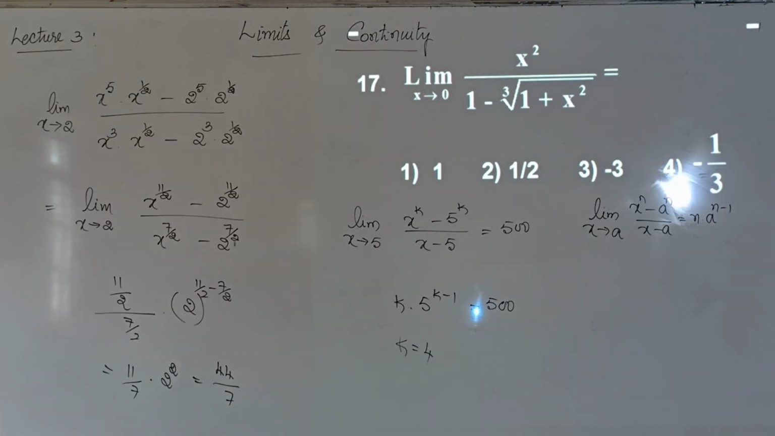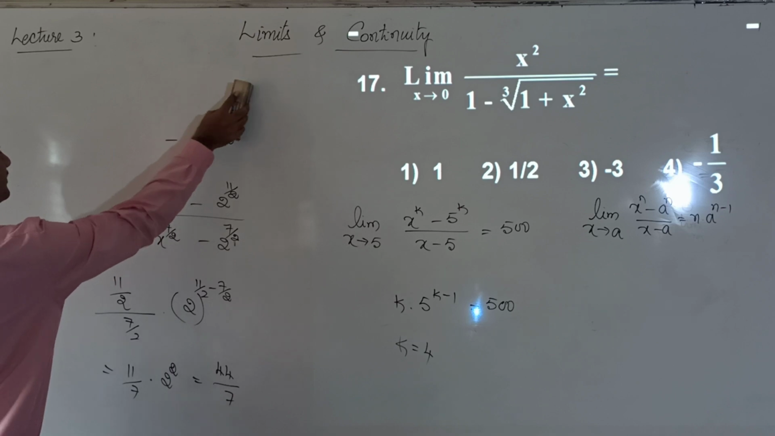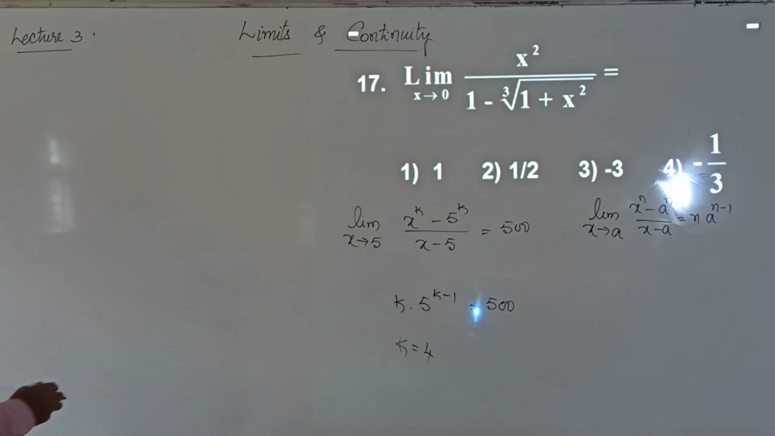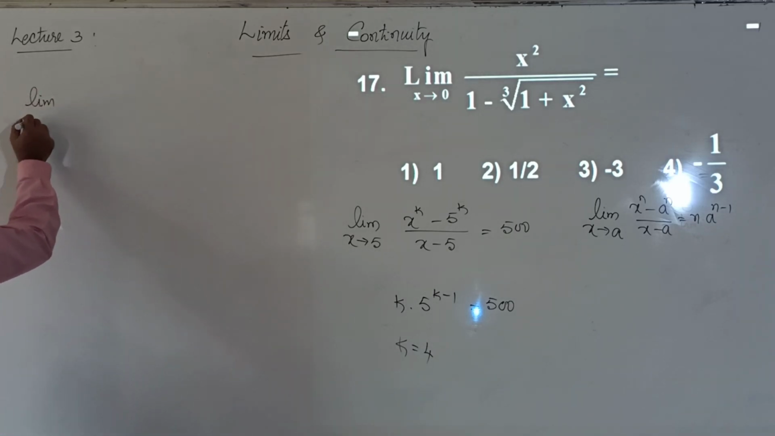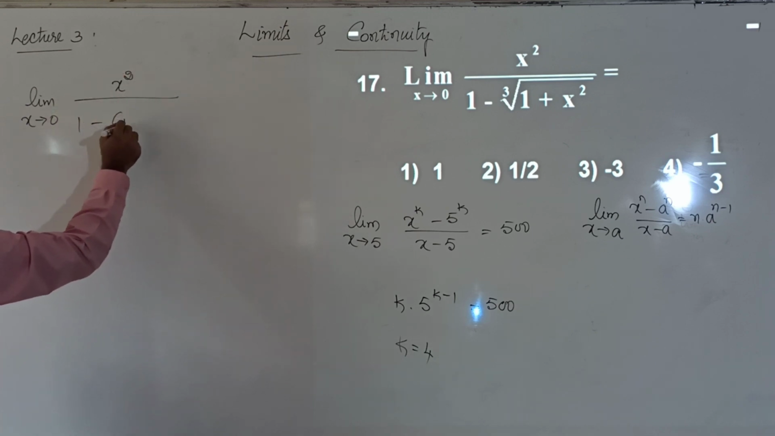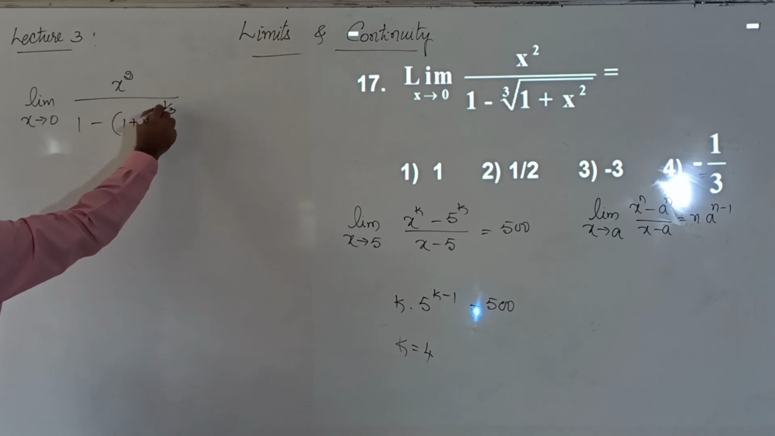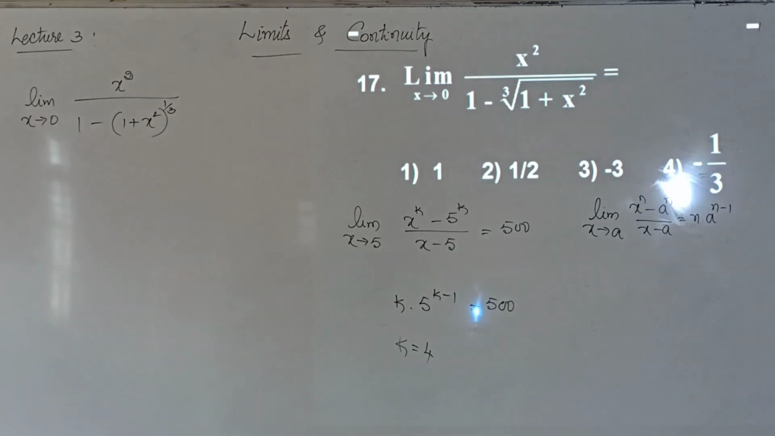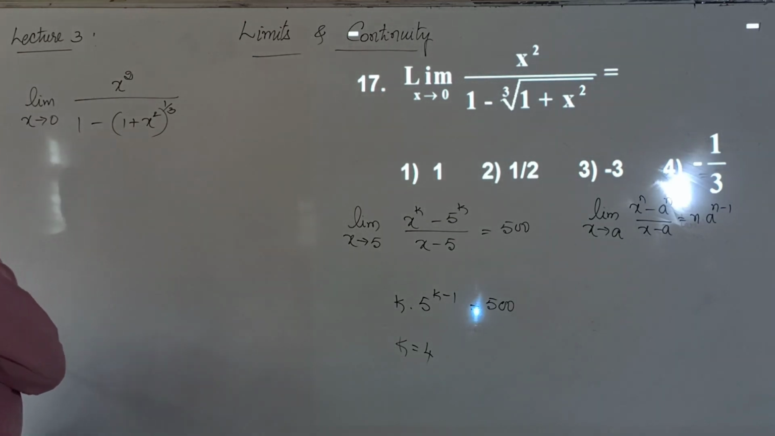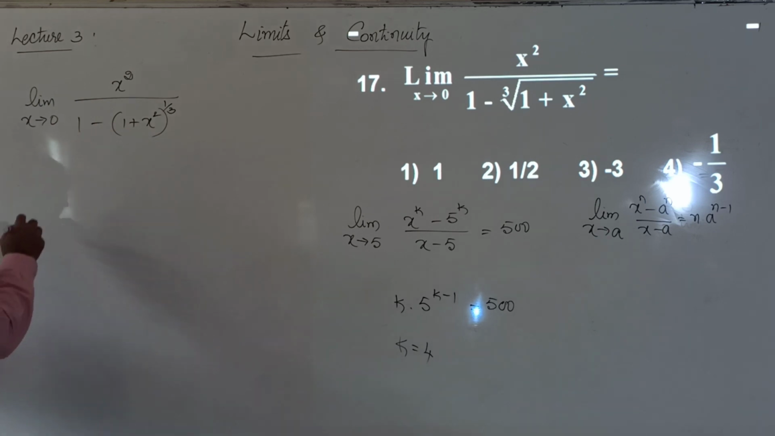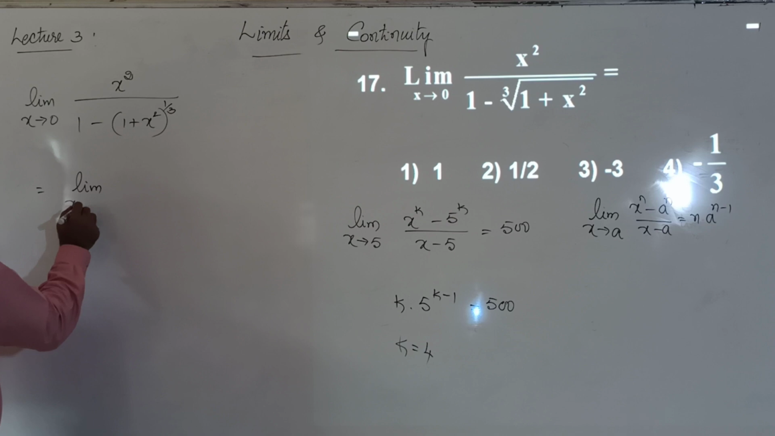Then, 17th question. Limit x tends to 0, x square by 1 minus cube root of 1 plus x square. I am writing that as limit x tends to 0, x square by 1 minus 1 plus x square to the power 1 by 3. Okay. If I directly apply the limit, numerator is 0, denominator 1 plus 0, there is 1 here, 1 minus 1, 0 by 0. So, we will use L'Hospital's rule.